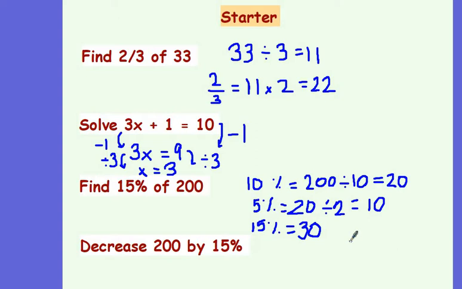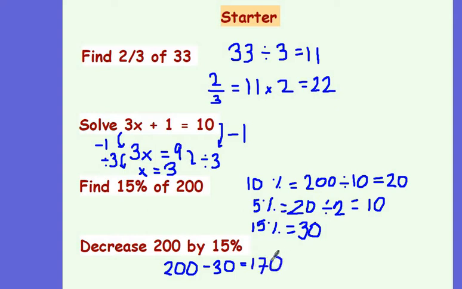And finally, I asked you to decrease 200 by 15%. We've already found out what 15% of 200 is, so all we had to do was 200, subtract our 30, which leaves me with 170.